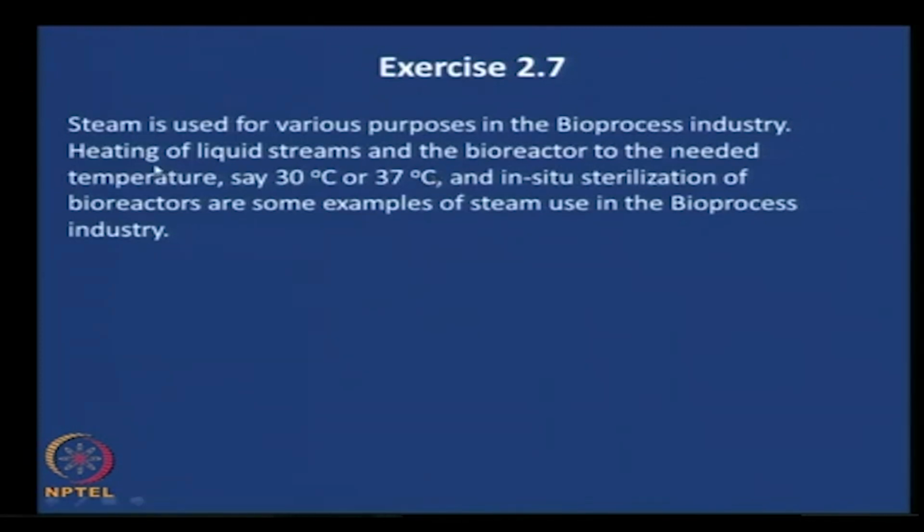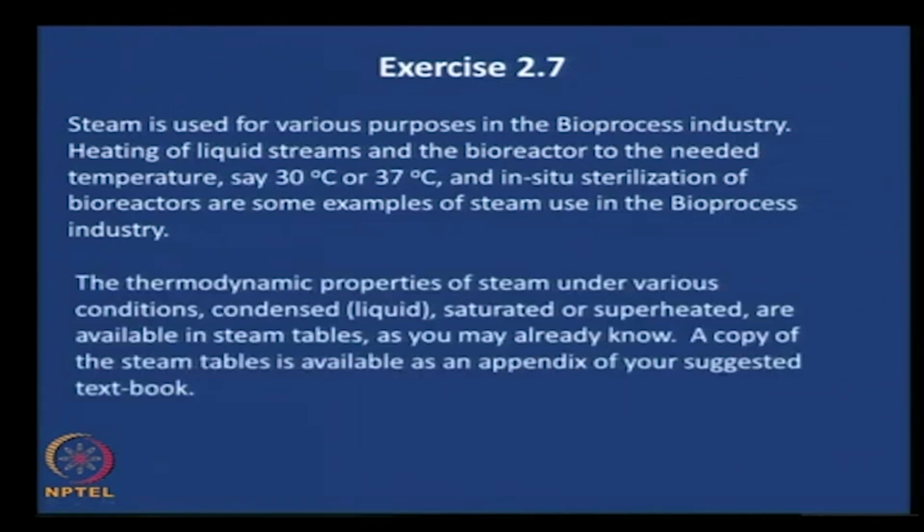To read out from here in a formal fashion, heating of liquid streams and the bioreactor to the needed temperature, say 30 to 37 degrees C, and in situ sterilization of bioreactors, these are the two things that we talked about now, are some examples of steam use in the bioprocess industry. So, we need to get comfortable with steam. The thermodynamic properties of steam under various conditions, condensed, which is also the liquid, this we need not worry about too much. Typically, we need to look at saturated or superheated.